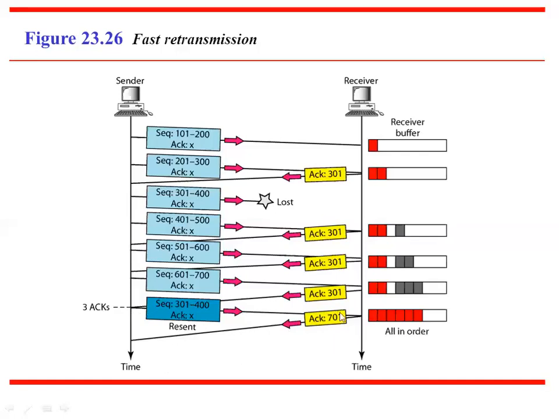Then once the receiver receives that lost segment, it is sending an acknowledgement for the next expected byte. So up till byte number 700, the receiver had received successfully. So now the receiver is expecting to receive byte number 701, which the receiver is sending back to the sender.